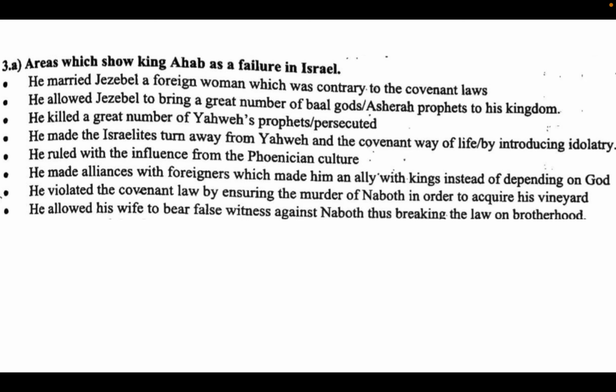He ruled with the influence from the Phoenician culture. He made alliances with foreigners, which made him an ally with kings instead of depending on God. He violated the covenant law by ensuring the murder of Naboth in order to acquire his vineyard. He allowed his wife to bear false witness against Naboth, thus breaking the law of brotherhood.